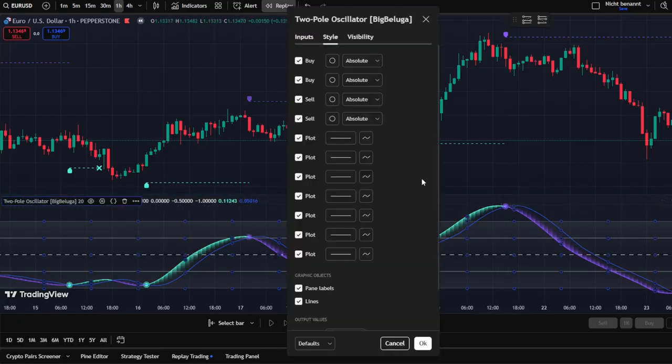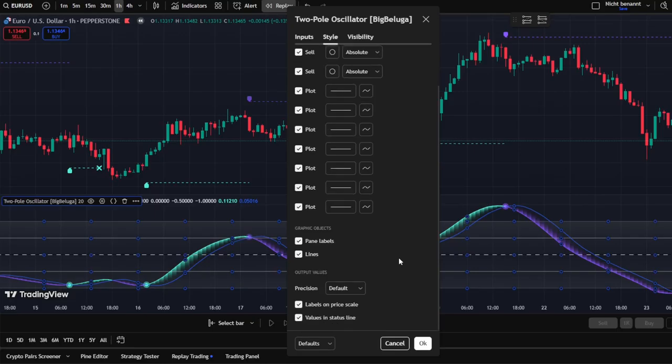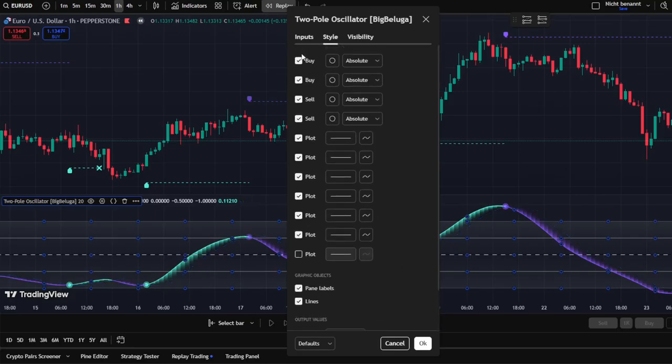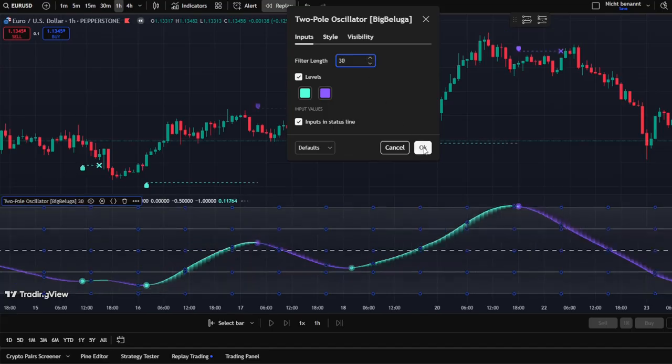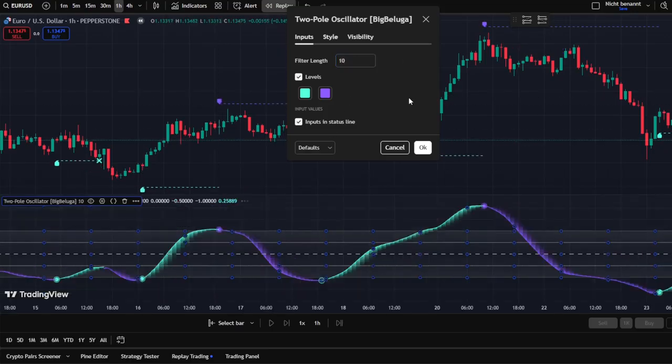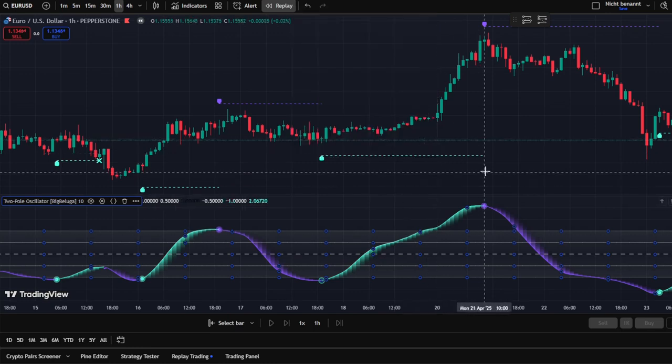If we go back to the settings of the indicator and then head straight to the style, we can disable the last plot option. And then on the Inputs tab, we have the filter length, which controls how much smoothing is applied to the oscillator. A higher filter length results in smoother signals, reducing short-term noise, but it may introduce more lag. Conversely, a lower filter length makes the oscillator more responsive to price movements, but it may also produce more false signals due to increased sensitivity.